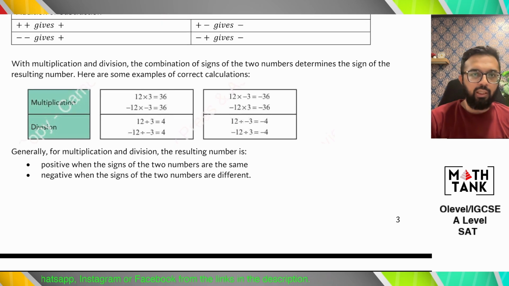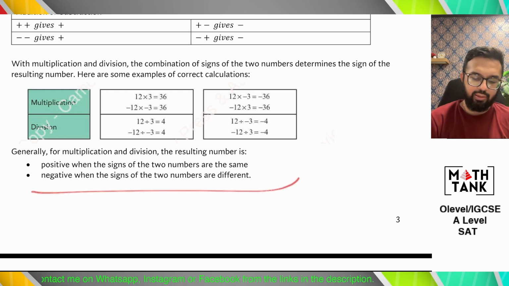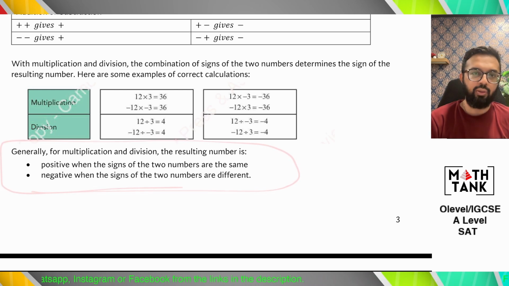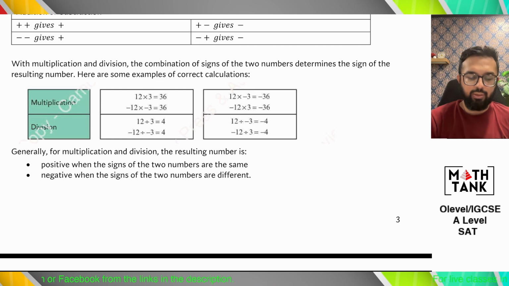With multiplication and division, the combination of signs of two numbers determines the sign of the resulting number. So you have to see what two numbers are being multiplied and whether each of them has a positive sign or a negative sign. We'll come up with rules for this as well. Here are some examples of correct calculations. Let's see what this says. It says generally for multiplication and division, the resulting number is positive when the signs of the two numbers are the same.